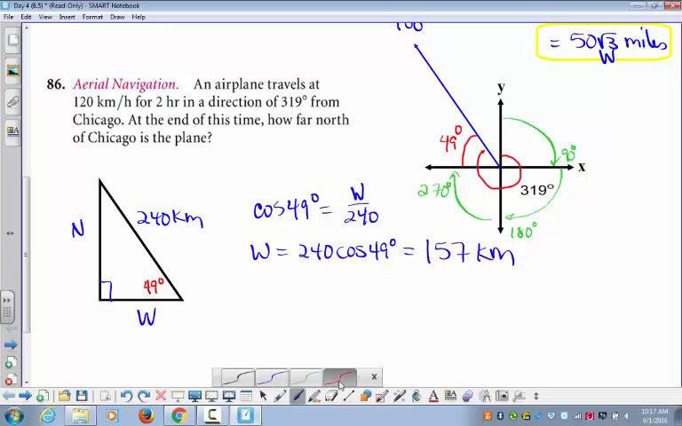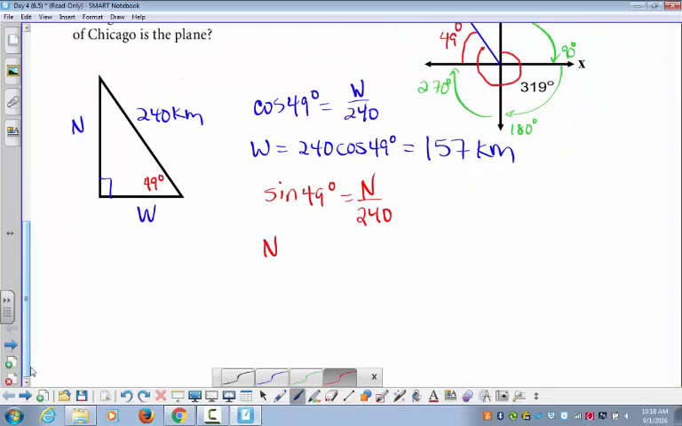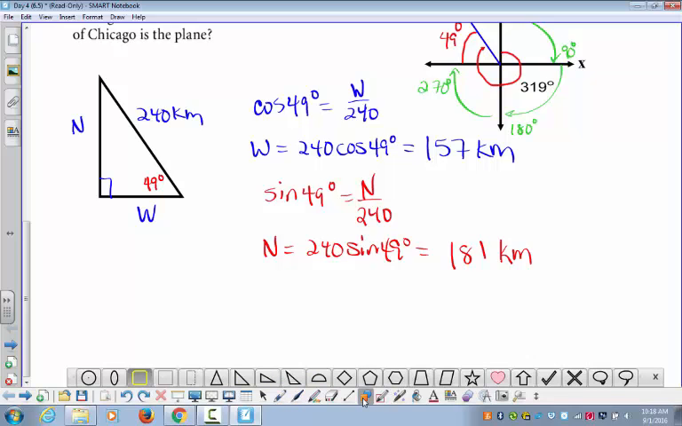And then the trig function that will incorporate 49, n, and 240: sine, we're opposite the 49. We're not next to it. We're not dealing with adjacent. We're opposite it. So it's going to be the sine function. Sine 49 degrees will be n divided by 240. And there we multiply both sides by 240. So n will be 240 times the sine of 49 degrees. And to the nearest kilometer we get 180. Everyone agree? 181. Thank you. 181. And the way we labeled these variables is pretty obvious. If I call it n, that's the north of the airport, and that's the west of the airport.